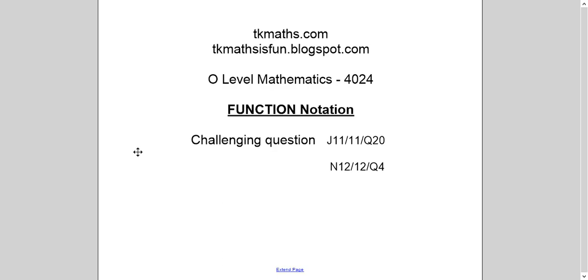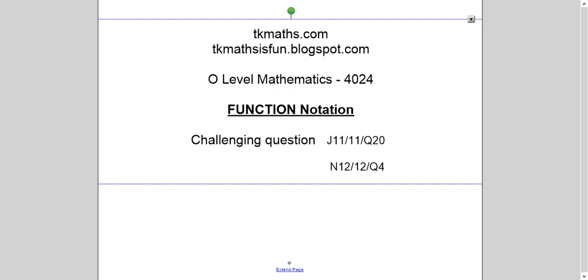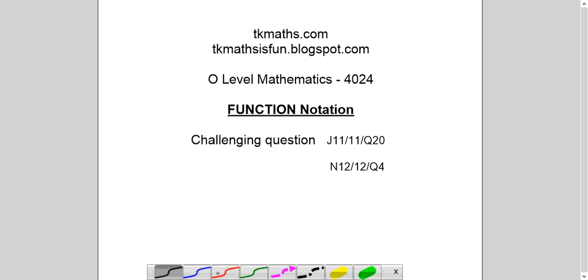In TK Maths is Fun, in today's video, I will explain to you the concept of function notation, which is a part of the syllabus of O-level mathematics. It's a very basic and simple concept. I have written a challenging question, which is a challenge for those who do not get it. Otherwise, it is an easy question.